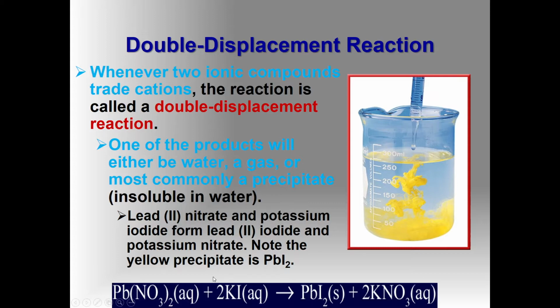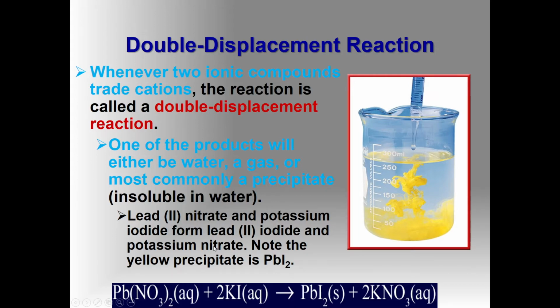Basically, if you look at this, so we have the lead. The lead is attached to the nitrate, and it's going to switch places with the potassium that's attached to the iodide. So lead now attaches to the iodide. Potassium now attaches to the nitrate. That's all they're doing, is the cation is switching places.